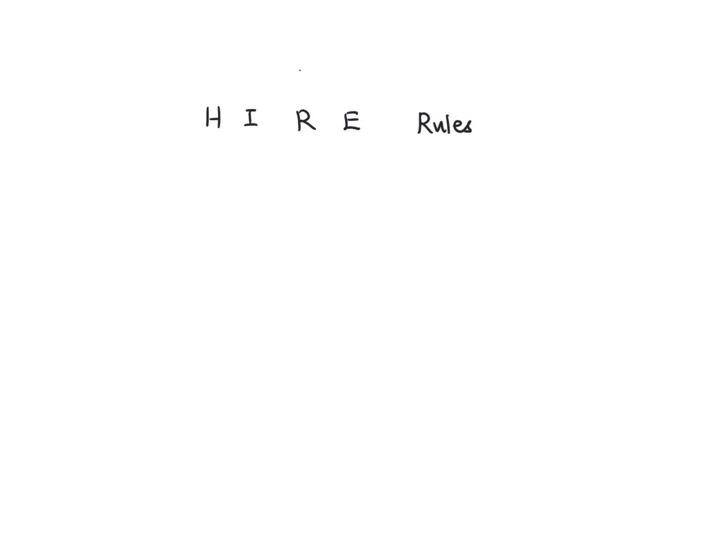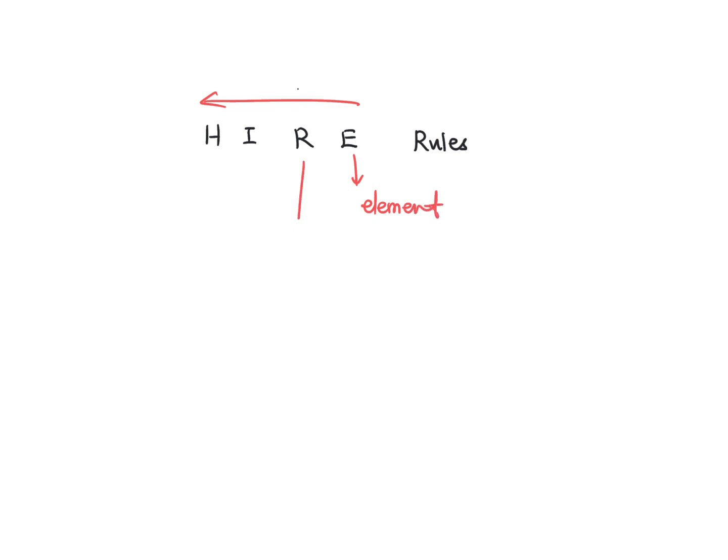We start from E, so this is the most prioritized, going this way, most prioritized. E stands for the elements, and R is resonance. I stands for induction, and H stands for the hybridization.